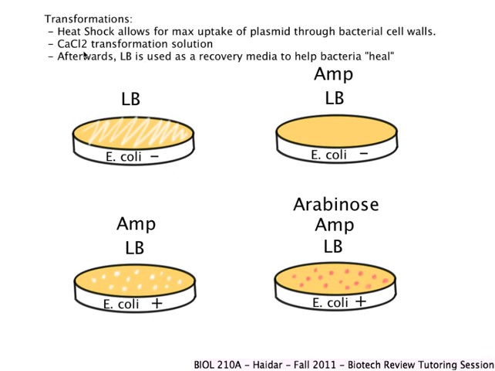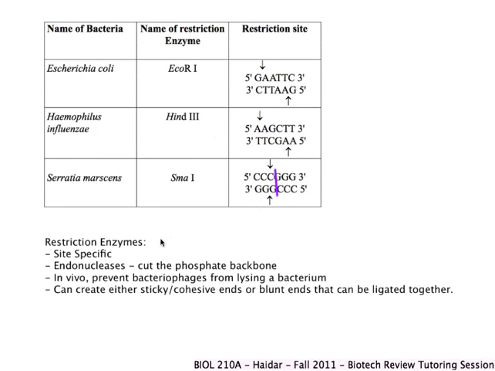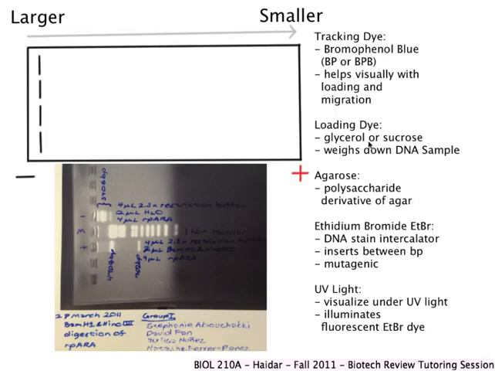I would pay close attention, if I were you, to all of the stuff that was used. So like calcium chloride and heat shock was used in transformations, in restriction enzymes. If you notice there, which restriction enzymes, why we use them, because they're specific. In gel electrophoresis, you really want to pay close attention to the fact that we have a loading dye, that we have a tracking dye, what's the difference between them, what's the purpose of ethidium bromide and agarose.